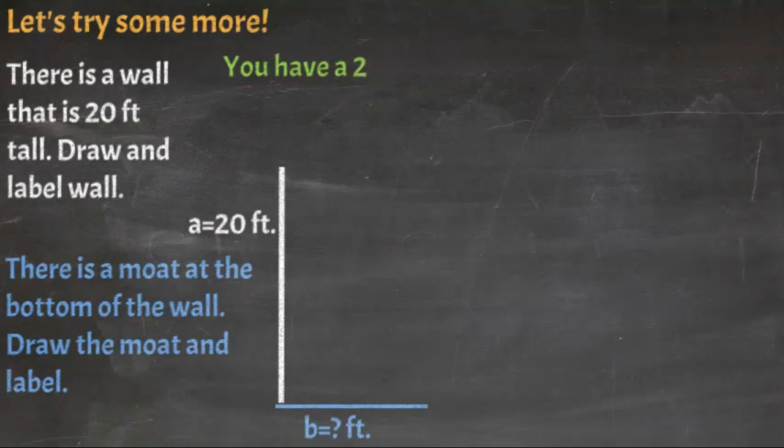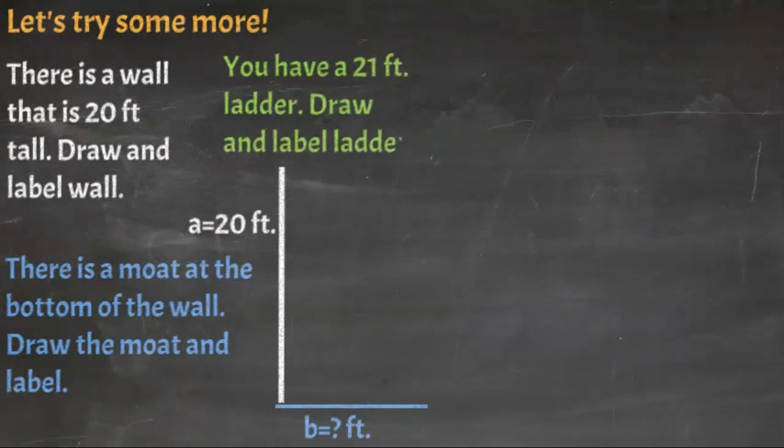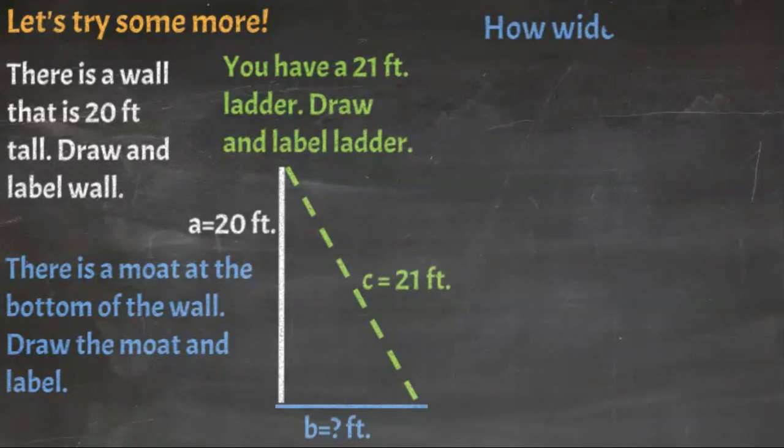And then you have a 21-foot ladder. Draw and label the ladder. So I'm going to draw the ladder and get it to the edge of the moat. So now we put C is equal to 21 because we have that information. So how wide is the moat? We need to solve for B.